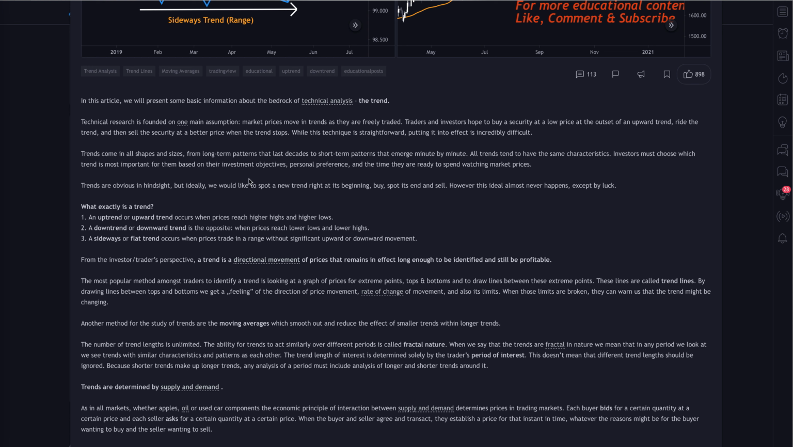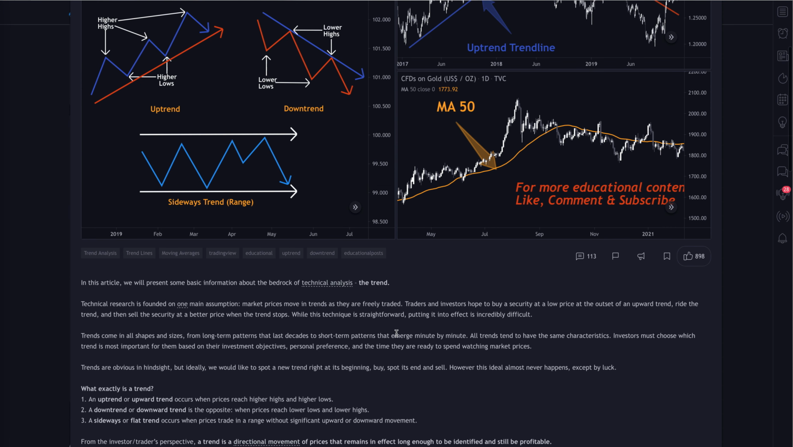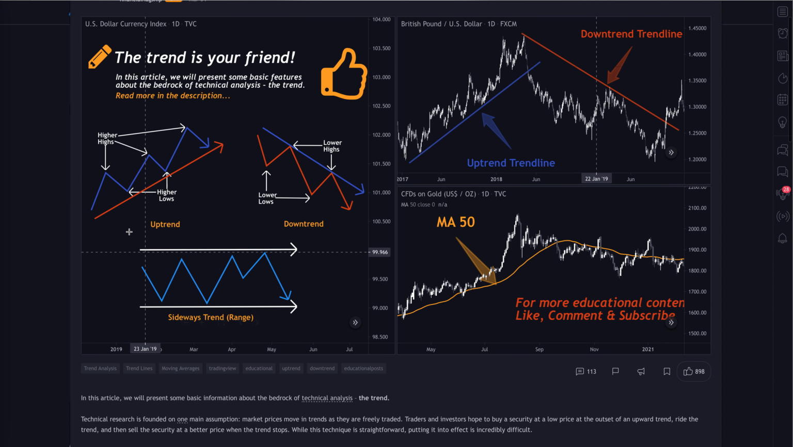An uptrend or upward trend occurs when prices reach higher highs and higher lows. A downtrend or downward trend is the opposite, when prices reach lower lows and lower highs. A sideways or flat trend occurs when prices trade in a range without significant upward or downward momentum. And let's have a look here. Let's see what it's talking about.